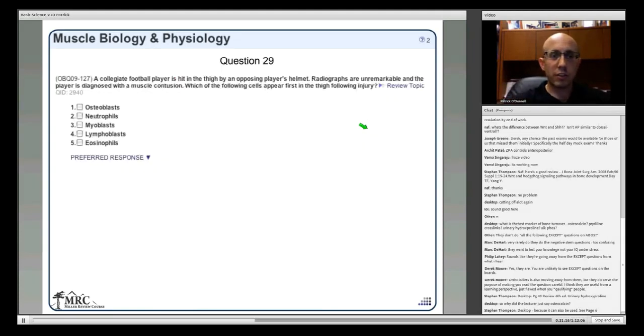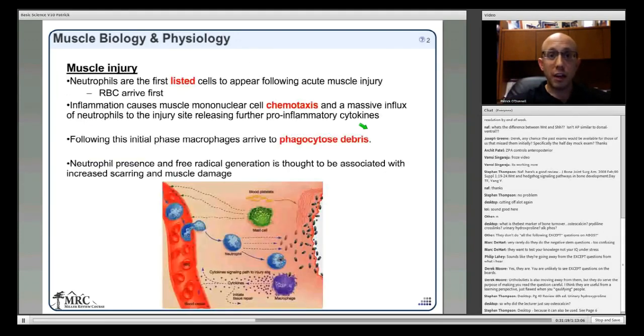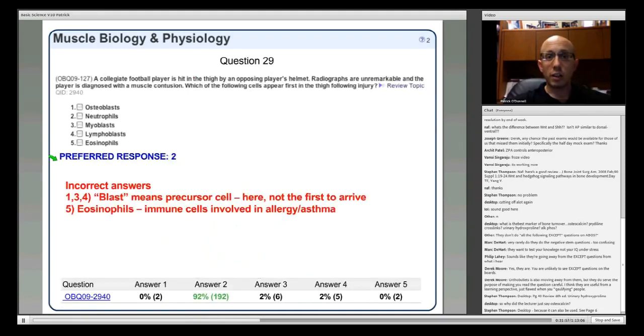Let's go back and look at this. The question is asking for the first listed cell to appear. They're not the first cell that appears. The first cell that appears is a red blood cell with your hemorrhage. So the neutrophils are the first listed cell to appear following acute muscle injury. Inflammation causes mononuclear cell chemotaxis and a massive influx of neutrophils to the injury site, releasing further pro-inflammatory cytokines. Following this initial phase, the macrophages arrive to phagocytize the debris. And the neutrophil presence and free radical generation is thought to be associated with the scarring and the muscle damage that your sports medicine doctors are seeing in their clinics.